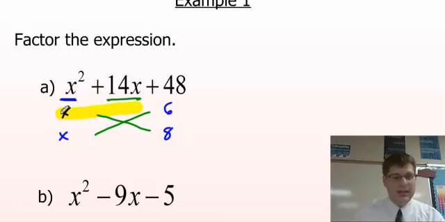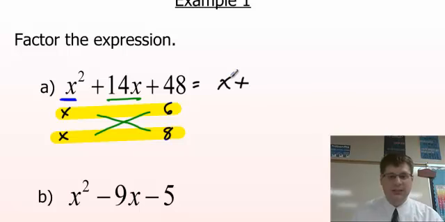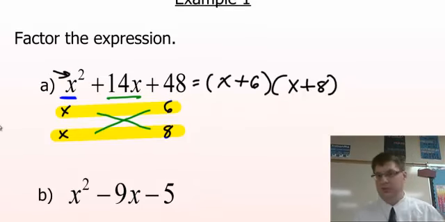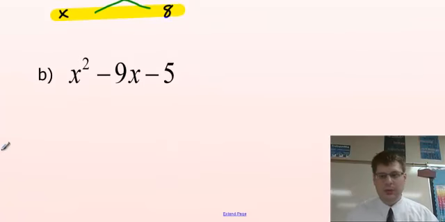So basically what this tells me is that this is going to be my first binomial, and this is going to be my second binomial. I can rewrite this as: this factors to x plus 6 times x plus 8. And if you multiply those back together, you will end up with this trinomial. I suggest that you verify that yourself. Don't take my word for it.